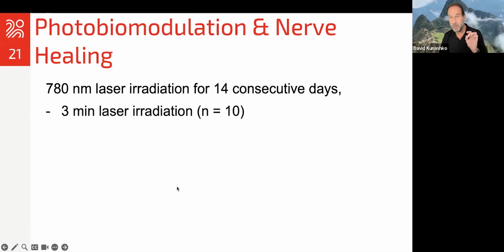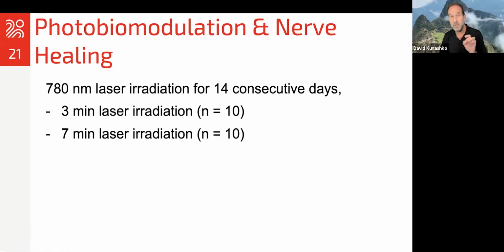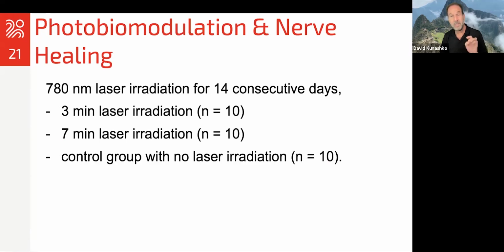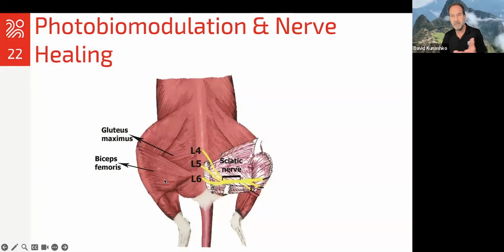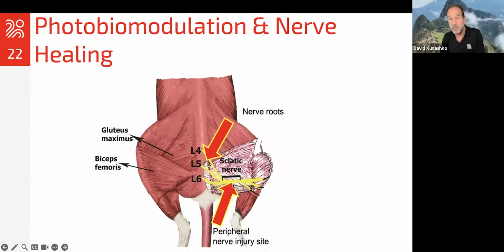They treated with either 3 minutes of irradiation or 7 minutes of irradiation, or they had a control group with no irradiation. This is the rat. I think they were using rats. So L4, L5, and they actually have L6 in rats. I didn't know that. And then it forms a sciatic nerve. You can see they treated the nerve roots, then where they did the compression, so they did a physical compression peripheral nerve injury site, and then they treated the muscle that area innervated.